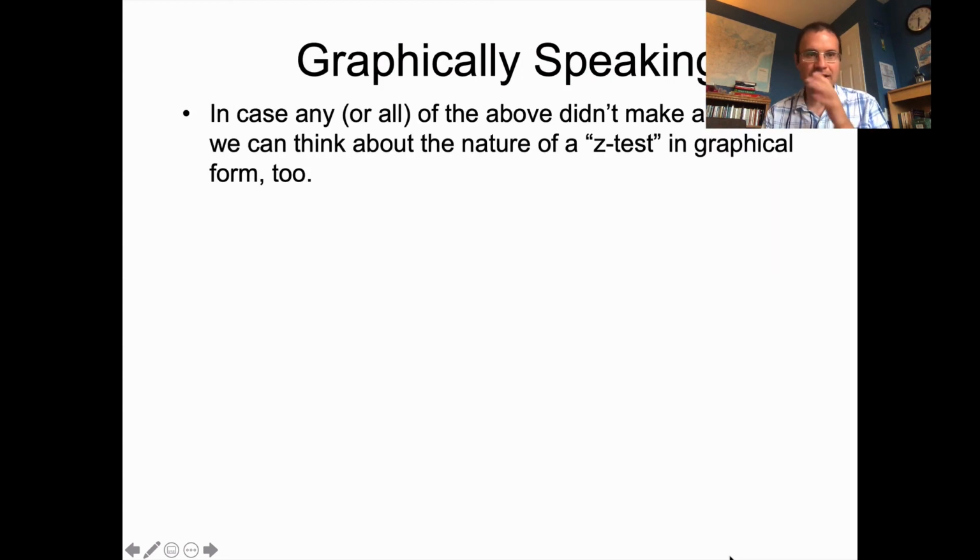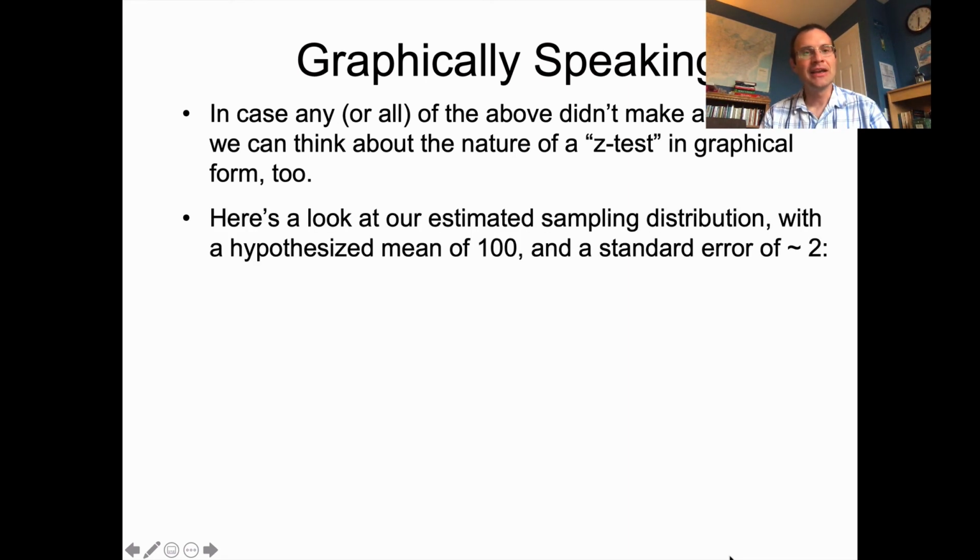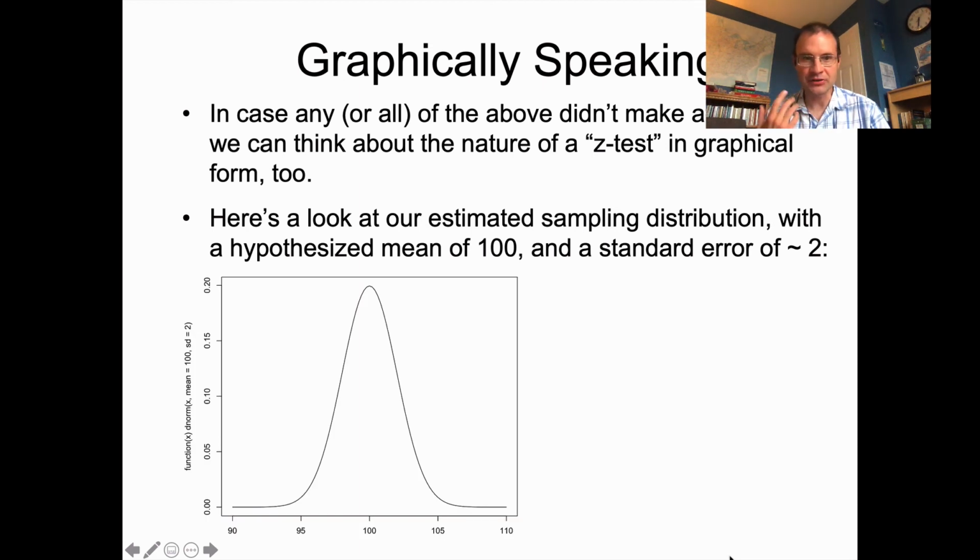For the moment, I want to give you another view of how this works. In case any or all of the above didn't make any sense, we can think about the nature of a z-test in graphical form too. So we'll take a look at our estimated sampling distribution, if that sampling distribution has a hypothesized mean of 100 and a standard error of about 2. Again, we're just positing that the mean is 100. And this standard error measure comes from what we observed in our sample, right? Remember, that's that 29 divided by the square root of 209 sort of number. And it will look like this.